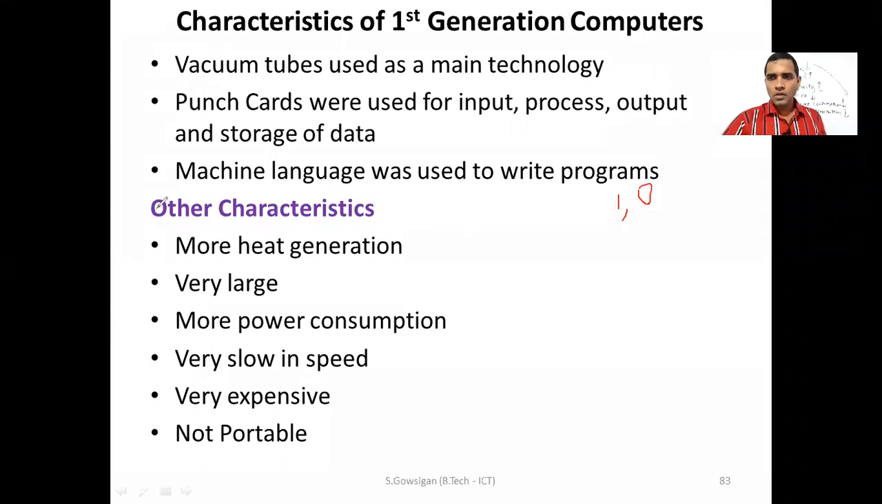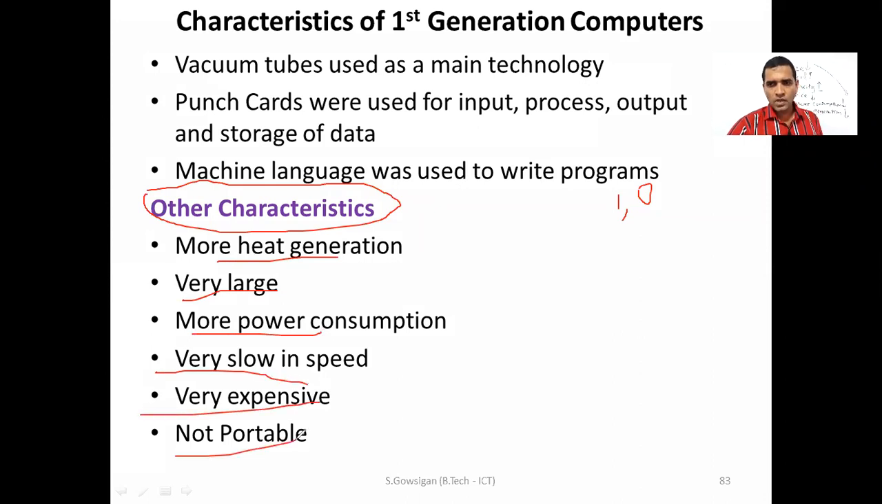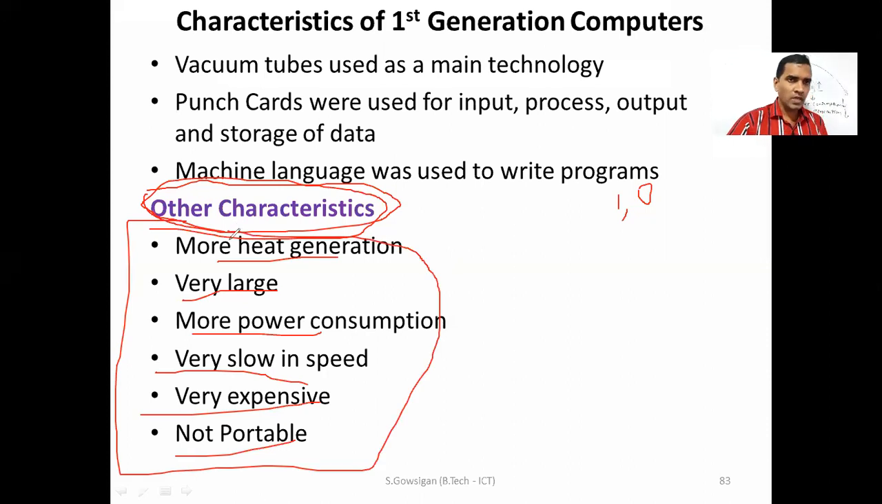Look here, I listed them as other characteristics because these are the characteristics I talked about just now. Heat generation, very large, more power consumption, very slow in speed, very expensive, not portable. If it is portable, you can easily carry it from one place to another, but these computers are very big. I separated these characteristics because these are common characteristics found in all the generations.